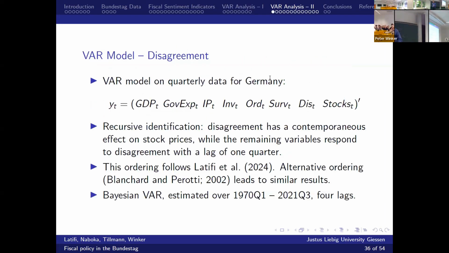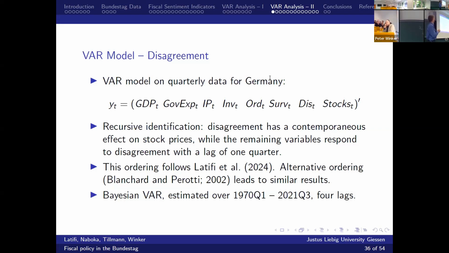Then the same for disagreement. I think that's the last VARs I want to show. And then we are coming to the end, I think 10 more minutes or so. We use the disagreement index. So the disagreement between government and opposition, or the within government disagreement, which is the more important thing.